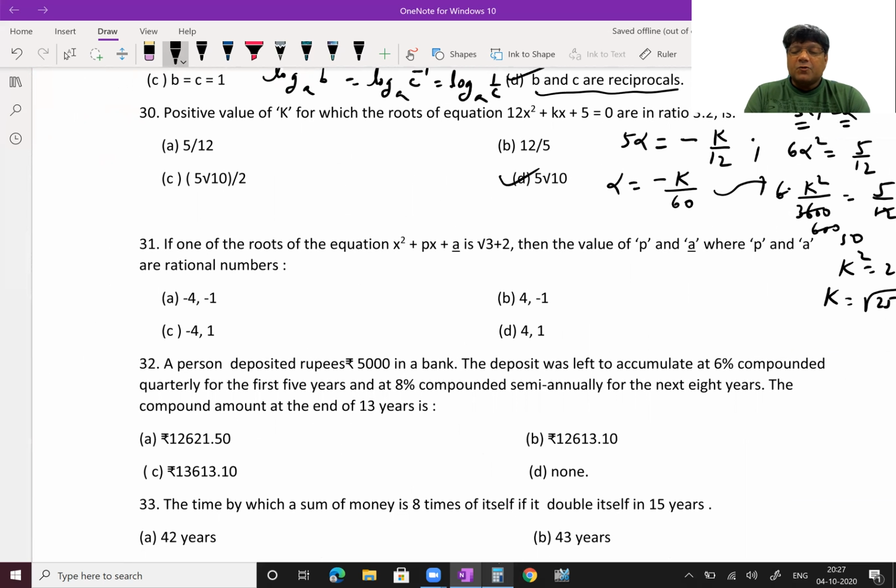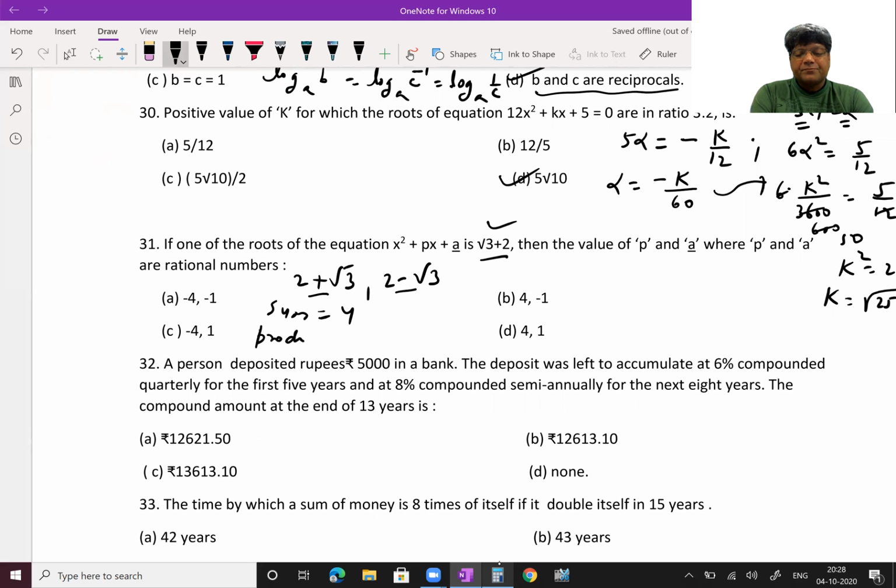Question number 1: one of the roots is root 3 plus 2. Then the value of p and a. Guys, you know, if one of the roots is root 3 plus 2, the other root will be root 3 minus 2, because under the heading of nature of roots you have written a property that irrational roots will occur in conjugate pairs. So what is the conjugate pair of 2 plus root 3? The sign of the irrational part will be changed. So if one root is 2 plus root 3, the other will be 2 minus root 3. So the sum of the roots will be what? 2 plus root 3 plus 2 minus root 3 is 4, because minus root 3 plus root 3 cancelled.